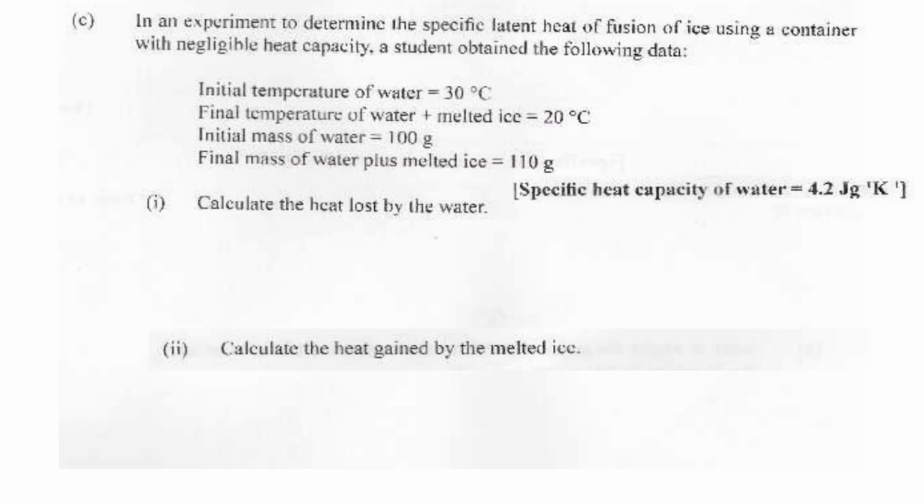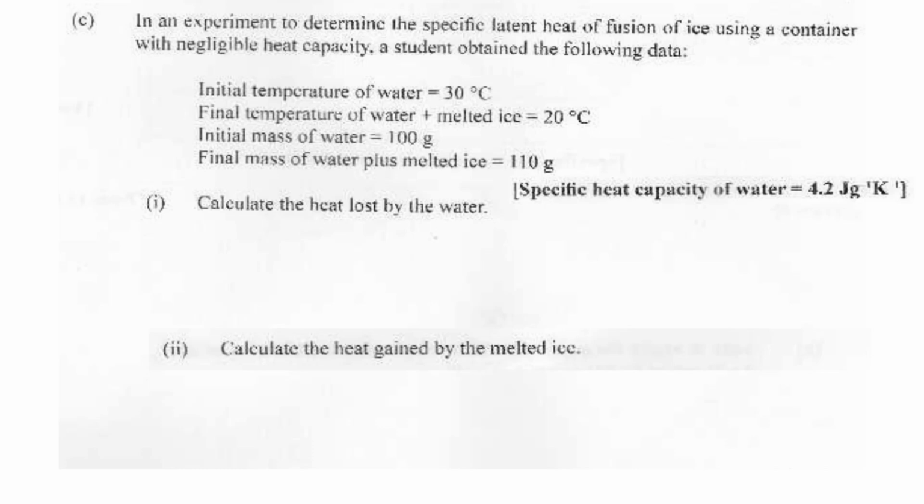Next, part C. In an experiment to determine the specific latent heat of fusion of ice using a container with negligible heat capacity, a student obtained the following data. The initial temperature of the water was 30 degrees Celsius. The final temperature of the water plus the melted ice was 20 degrees Celsius. The initial mass of water alone was 100 grams, and the final mass of water plus melted ice was 110 grams. We're to use the specific heat capacity of water being 4.2 joules per gram per Kelvin.